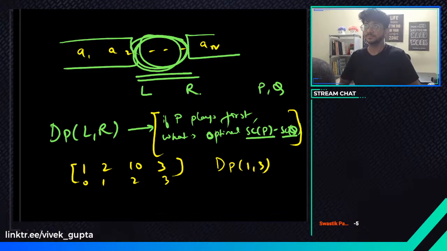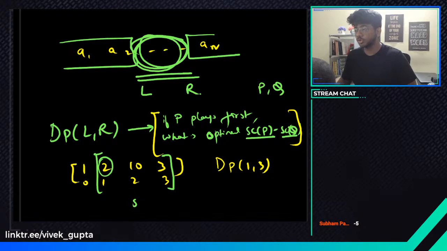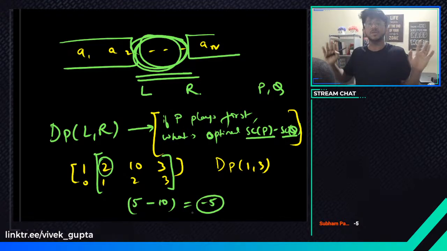-5. Why? Whoever is playing over here, what is his base score? Irrespective of what you click, your opponent is going to take the 10 and you're going to get the 3. So your score is going to be 5, your opponent's score is going to be 10. So the optimal that you can make, whatever you move, the best you can make is -5. Is this clear to everyone? What is the meaning of this DP state?